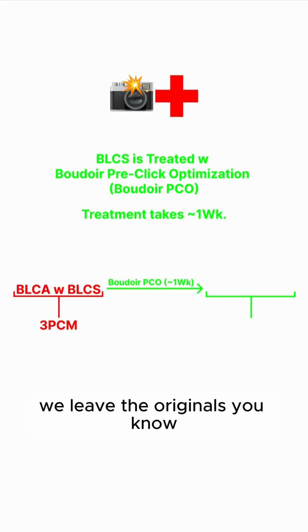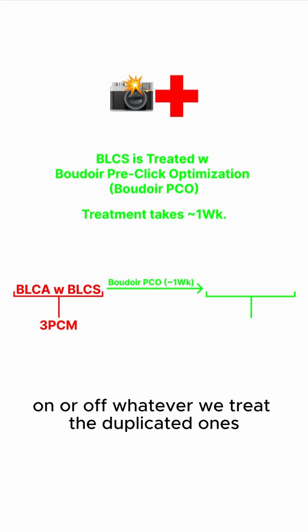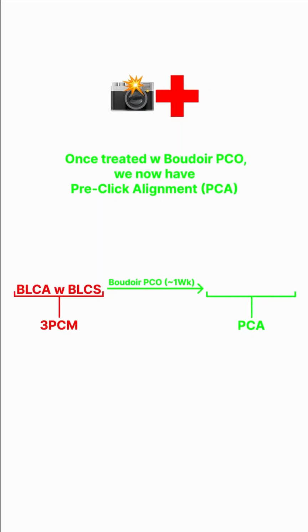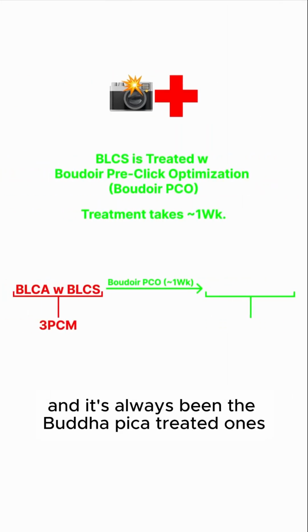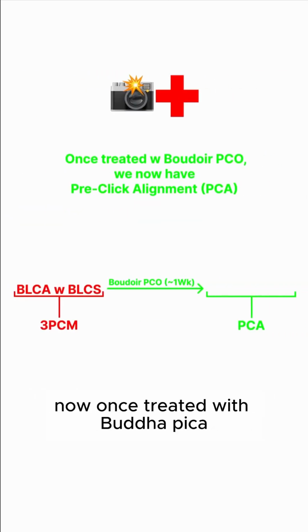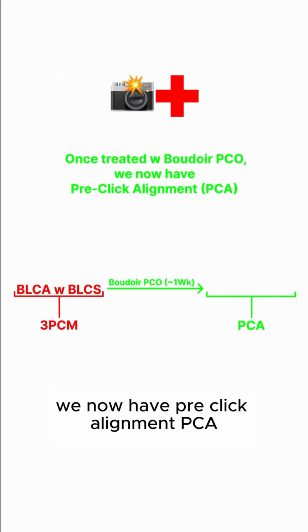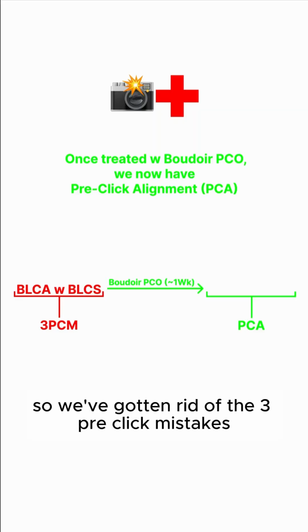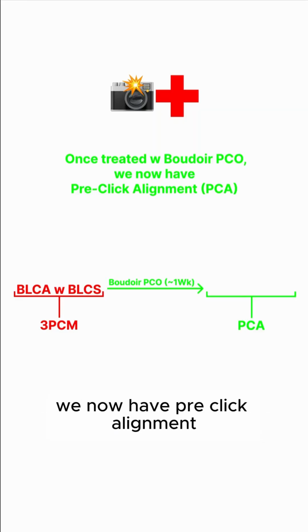We leave the originals on or off, whatever. We treat the duplicated ones, and at the end of the week, we keep whichever one running has the best metrics. And it's always been the Boudoir PICO treated ones. Now, once treated with Boudoir PICO, we now have pre-click alignment, PCA. So we've gotten rid of the 3 pre-click mistakes. We now have pre-click alignment.